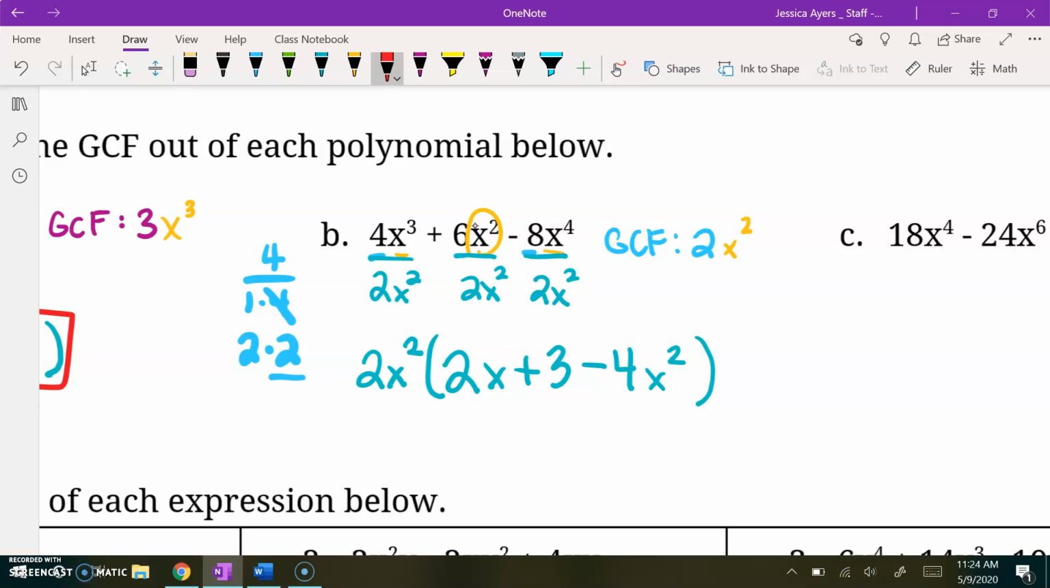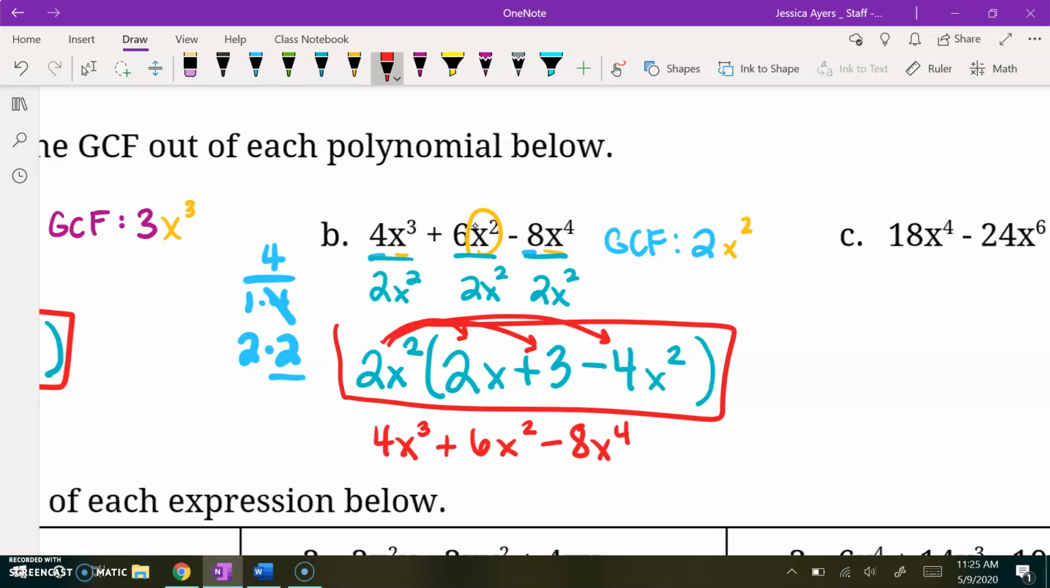You could then just double check. 2x squared times 2x is 4x cubed. 2x squared times 3 is plus 6x squared. And 2x squared times negative 4x squared is negative 8x to the 4, which is what we started with, so we know that we have done it correctly.